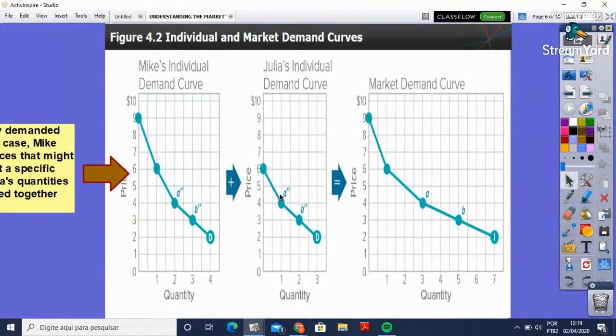And then you have Julie. At the price of 4, Julie buys 1. At the price of 3, she buys 2. A market demand curve will take into consideration Julie's demand curve, Mike's demand curve, my demand curve, and your demand curve. And they will make the market demand curve. Therefore, they will have an idea of what is happening in the market, at what price we are selling the most. So here, our best option is between A and B.